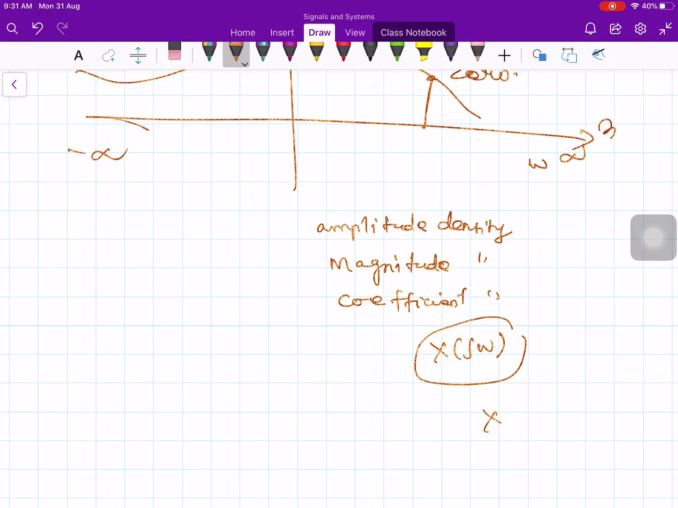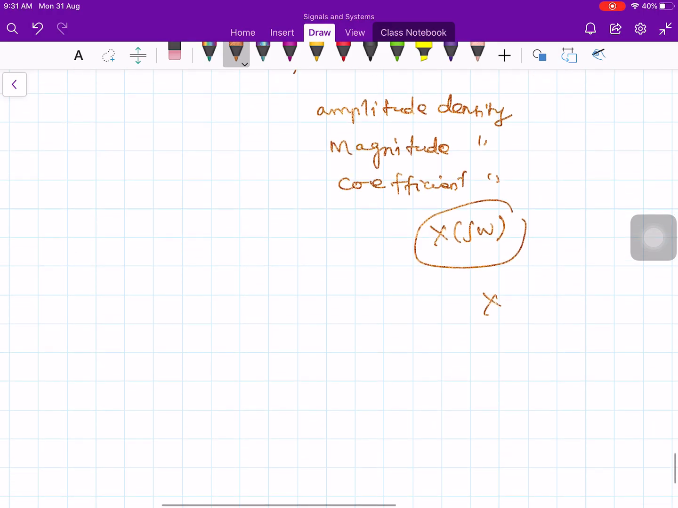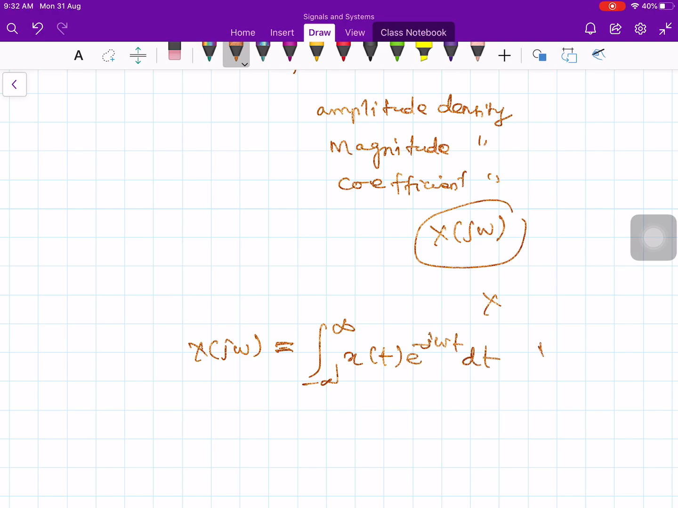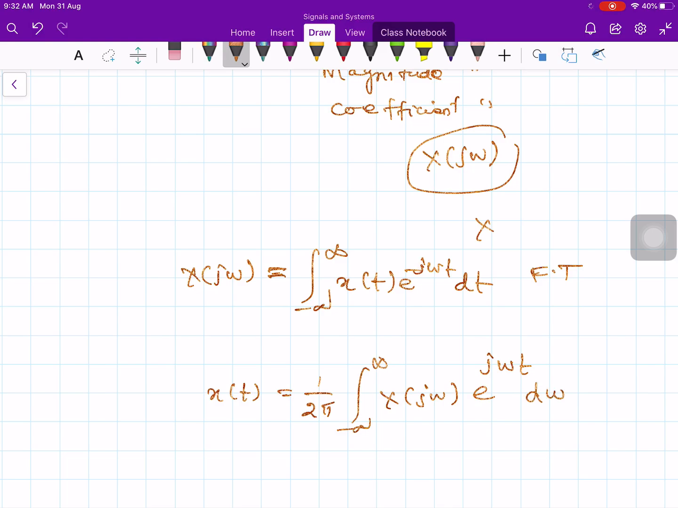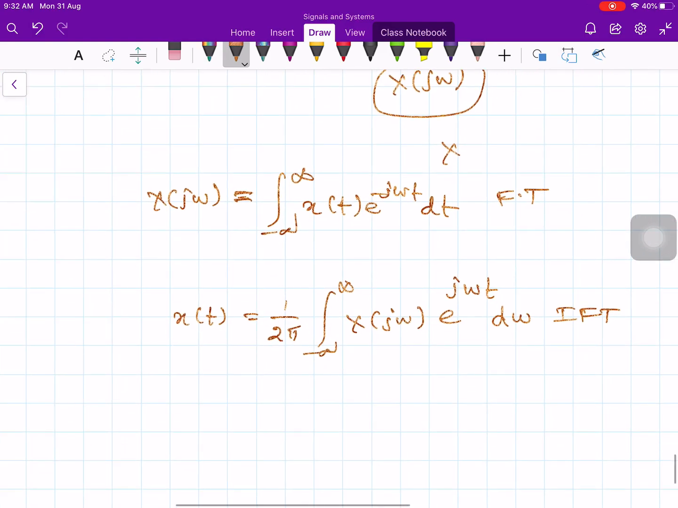Basically, there are two important relations. What are those two relations? One is the Fourier transform, X of j omega, equal to the integral from minus infinity to plus infinity of x of t e to the minus j omega t times dt. This is called the Fourier transform. And then x of t is equal to 1 over 2 pi times the integral from minus infinity to plus infinity of X of j omega e to the plus j omega t times d omega. This is called the inverse Fourier transform or Fourier integral.